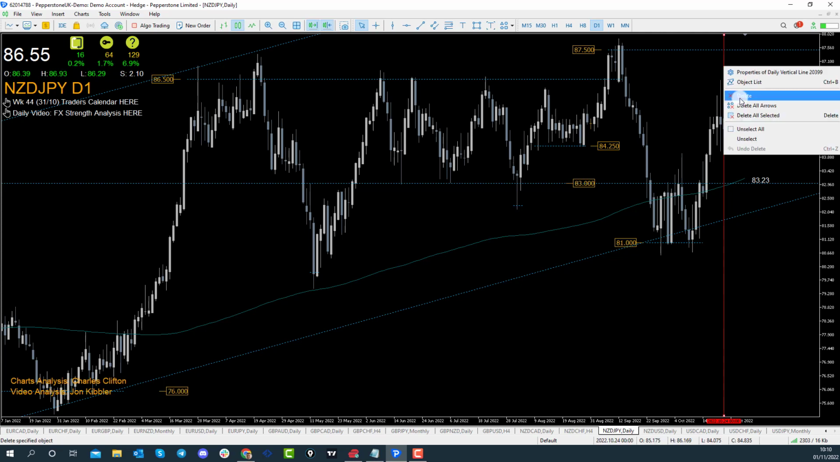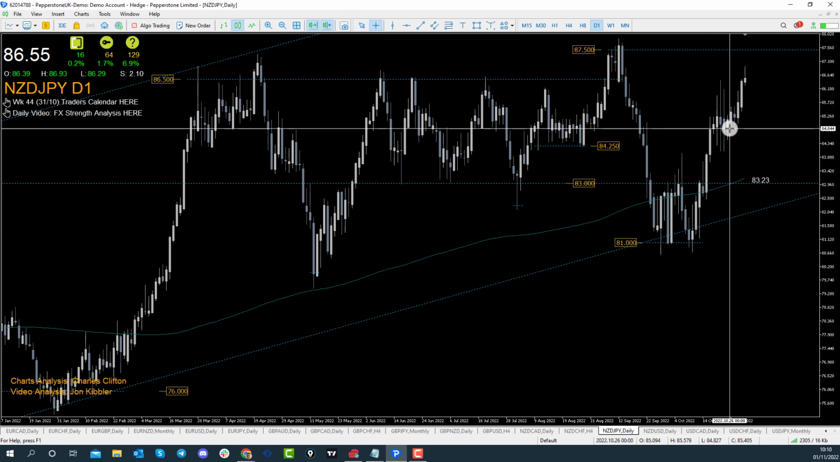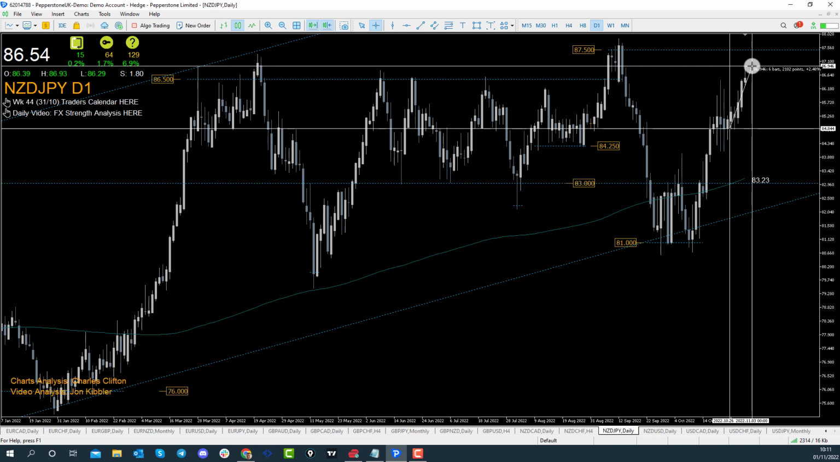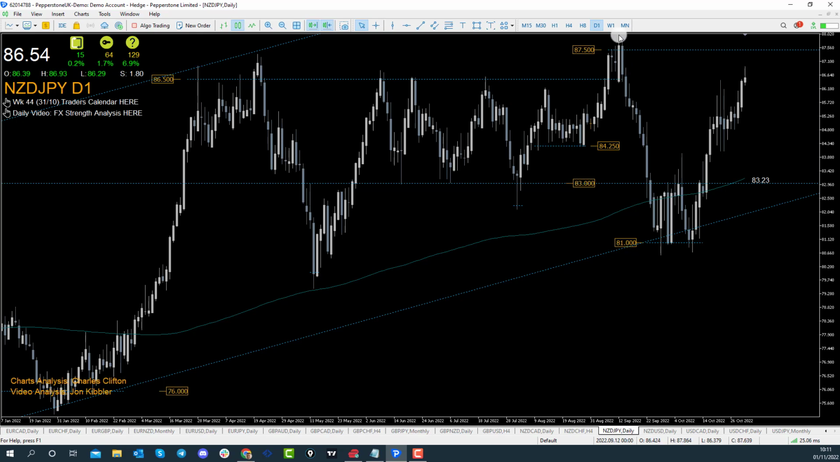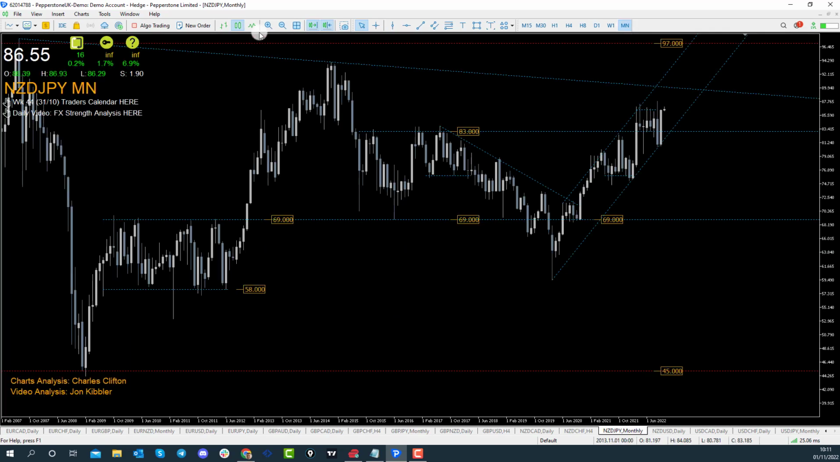So if you did have access to the live currency strength indicator tables, then you would have been able to look for a move on Kiwi yen that would have given you a 200 pip move in there. Now, if we go up to the monthly time frame, let's take a look at the bigger picture.